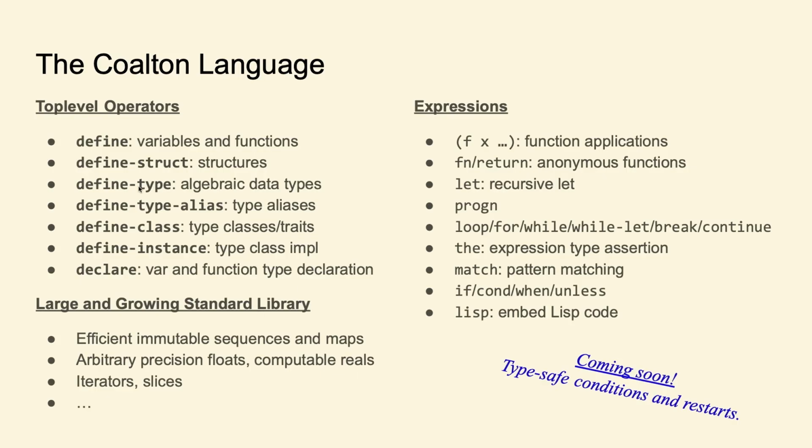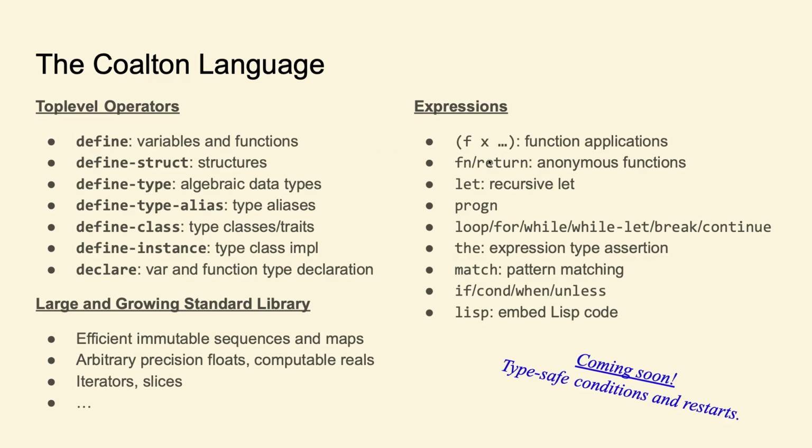It has several different top-level operators. You can define variables and functions. You can define structs. You can define new types, specifically algebraic data types, parameterized on type variables. You can define type aliases. You can define classes. These are type classes, not Lisp classes. You can define instances of those type classes, meaning you can say a type participates in this type class. And then you can declare variables as having particular types.